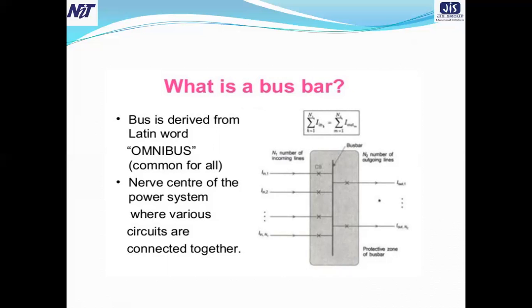For slack bus, the specified values are V and delta, and the unspecified values are P and Q. For PQ bus, P and Q are specified, so unspecified are V and delta. For PV bus, P and V are specified, and Q and delta are unspecified. We'll talk about this in some relevant topic or subject. So that is the basic concept about the busbar.